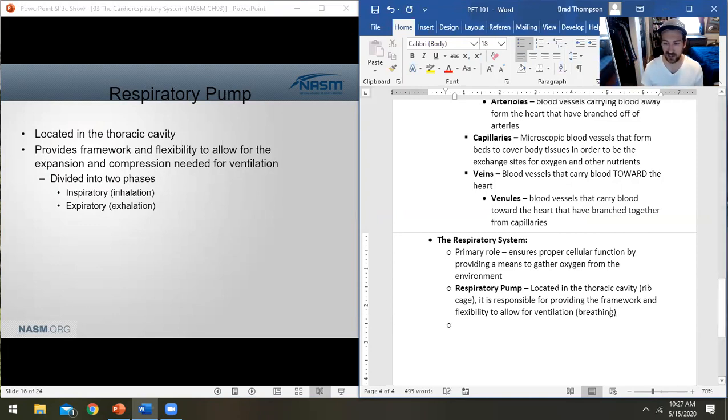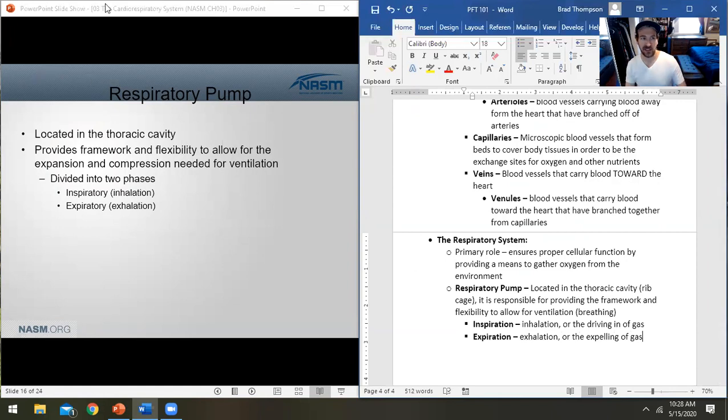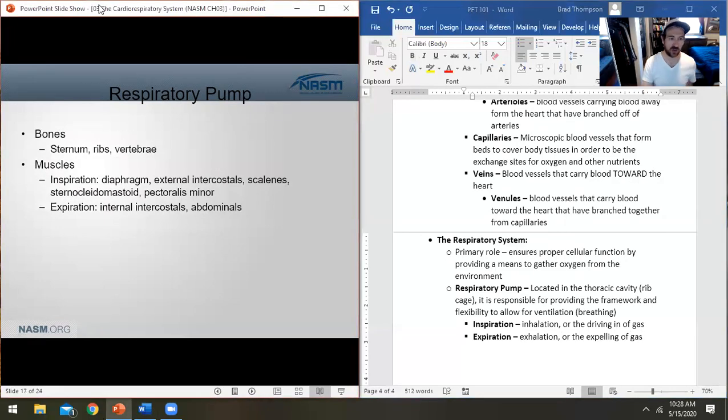You've got two phases here. You have inspiration, which is inhalation, or the driving in of gas. And then you've got expiration, which is also known as exhalation, or the expelling of gas. So you're either bringing a whole bunch of gas in, or you are pumping a bunch of gas out.